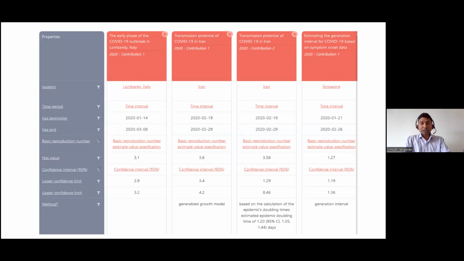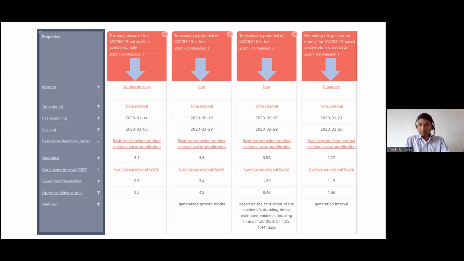And here is one such example for comparing different studies across the things that are done in different study areas during the COVID-19 pandemic. As you can see, these different columns represent different articles, and the column in gray is basically the properties that are compared across these different articles. So you have location, time period, when it has begun and when it has ended.